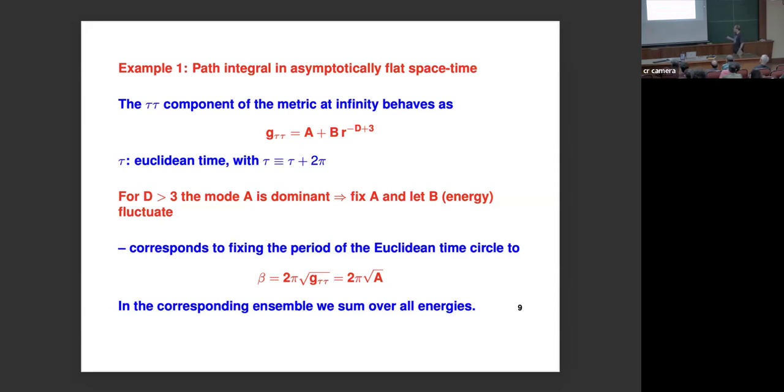Now, if we just examine this, and we will be working always in dimensions larger than 3, just to avoid confusion with various problems with conical defects and so on. For dimension larger than 3, we can see that the mode A is dominant because this falls off faster at large r. And so the rules for carrying out the path integral on the gravity side will be to fix A to some constant and then let B fluctuate. And B in this case is essentially encoding the energy or the mass of the solution. So we fix the period, g tau, and we let the mass fluctuate.